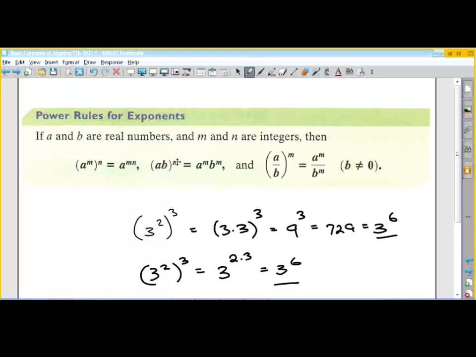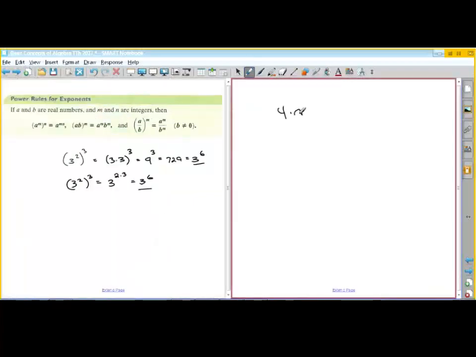Now if you have a product inside a parentheses raised to a power, then that means each term in the parentheses is raised to that power individually. So let's look at an example of that. So if I had 4 times a, raised to the 2nd power, that's equal to 4 to the 2nd power times a to the 2nd power. And I wouldn't normally leave that as 4 squared. I'd go ahead and multiply it out. So I'd have 16a squared. Okay, so let's do another one.